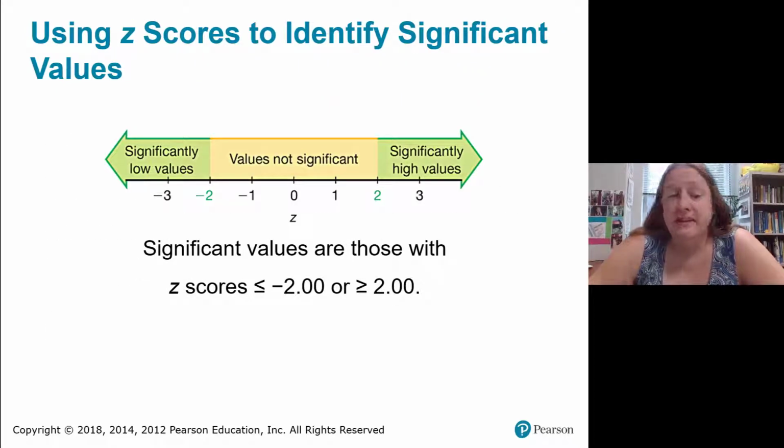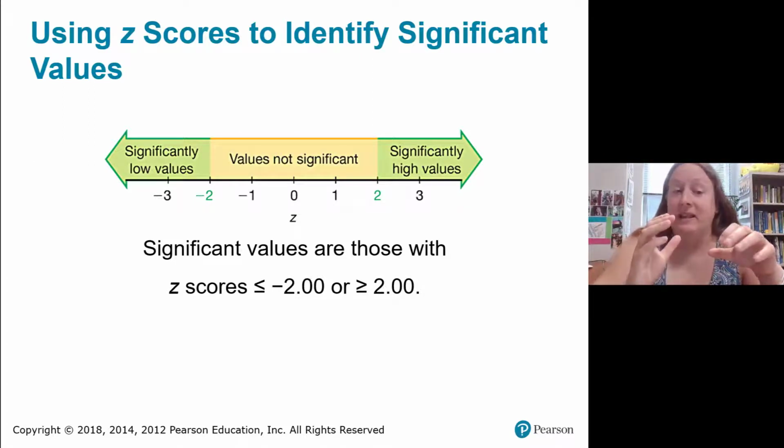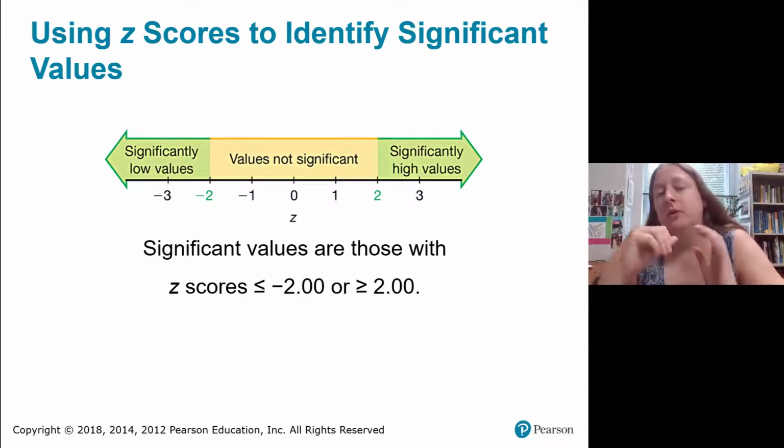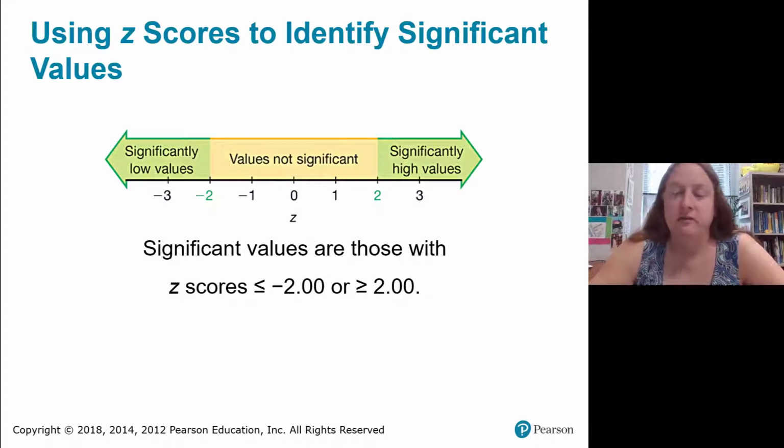Again, neither one of these is actually significantly extreme, though, because if our z-score is between -2 and 2, it's considered to not be significantly extreme or significantly different than the mean. If it's less than or equal to -2 or greater than or equal to 2, then we have values significantly different than the mean.